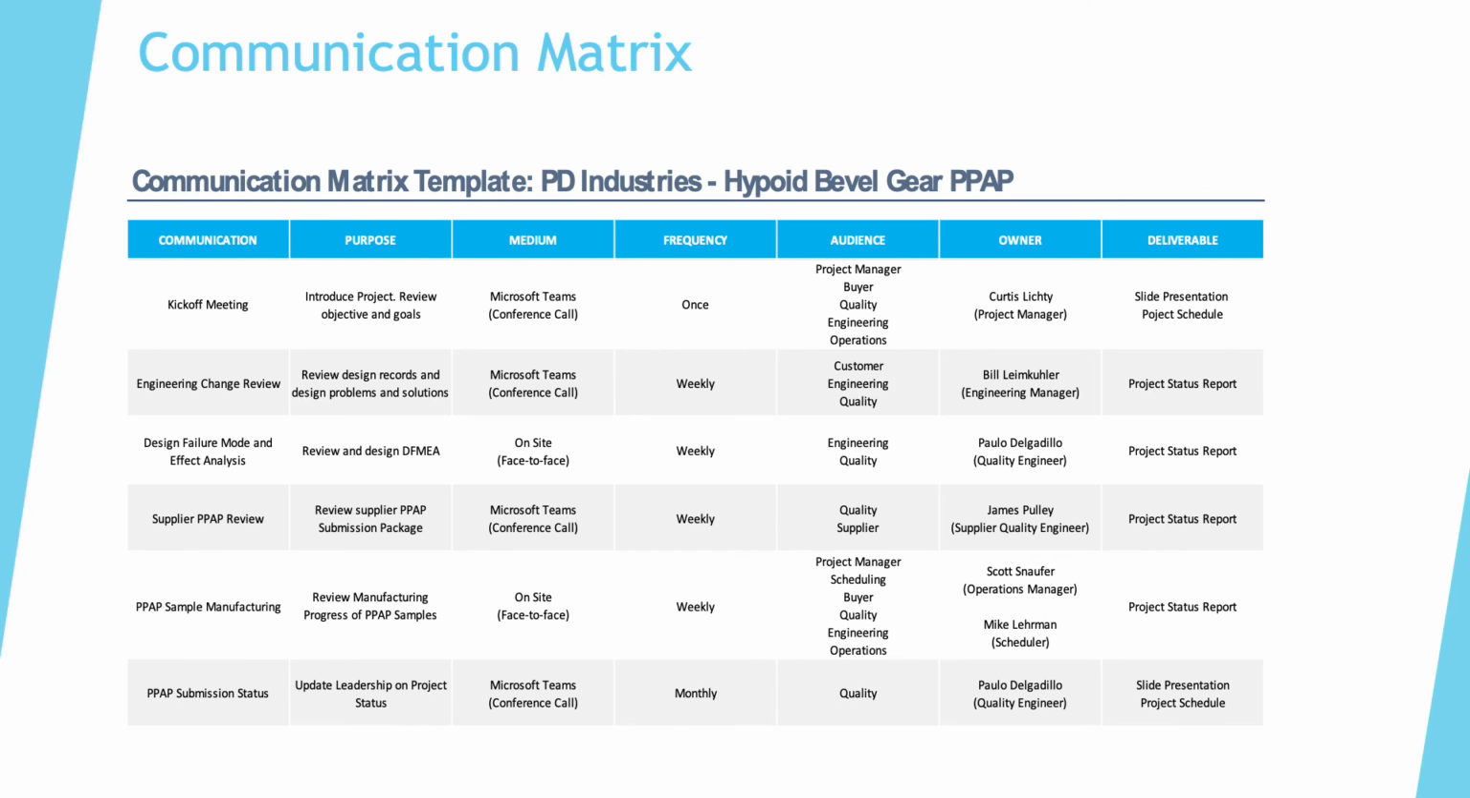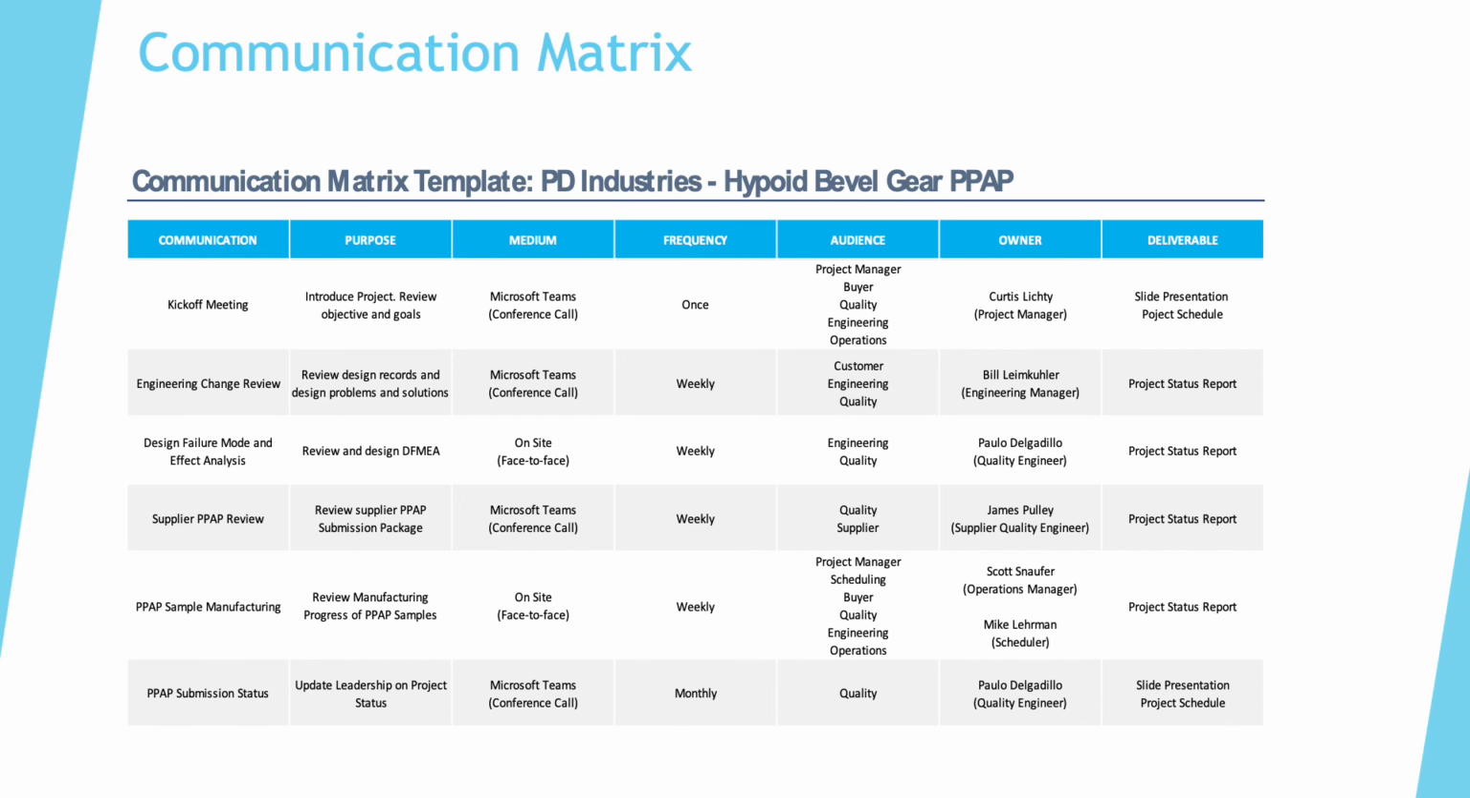Our communication matrix has listed a kickoff meeting to introduce the project and review objectives and goals. Engineering change reviews: we will review the design records and design problems and solutions. This will be using Microsoft Teams or conference call medium. Reviewing the design of the DFMEA: we will do this on site, face to face, on a weekly basis with our engineering and quality group.